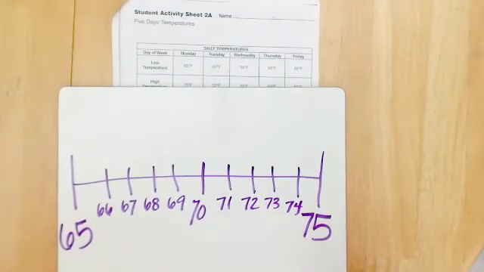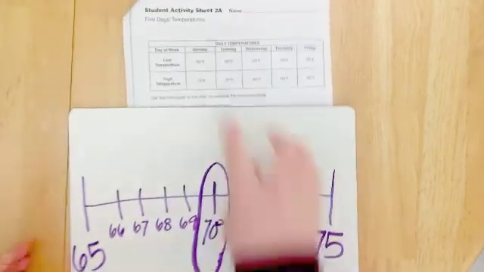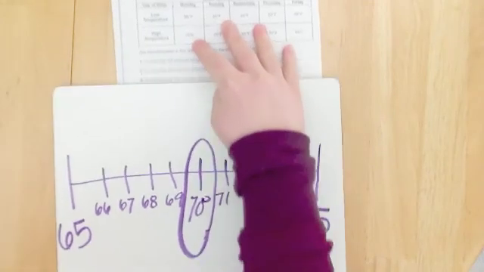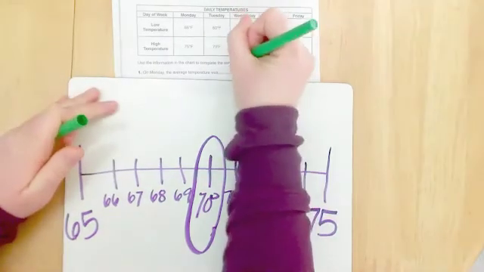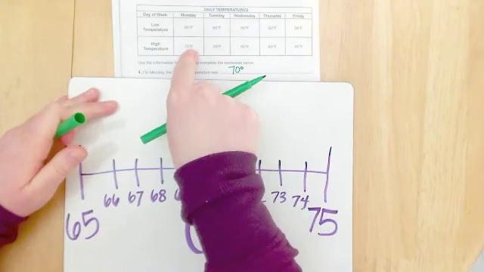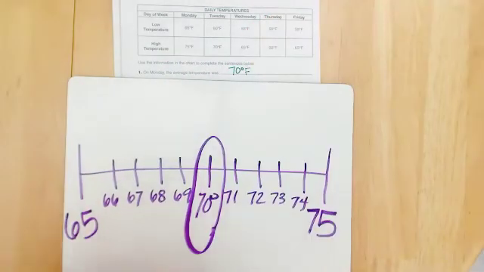And what is exactly halfway? Here's my halfway. So the average temperature between 65 and 75 is 70 degrees. So I used Monday's information. 65 is the low, 75 is the high. My average on Monday is 70 degrees. Now I need to make sure that I am labeling it. This is degrees Fahrenheit, so my answer is also going to be degrees Fahrenheit.